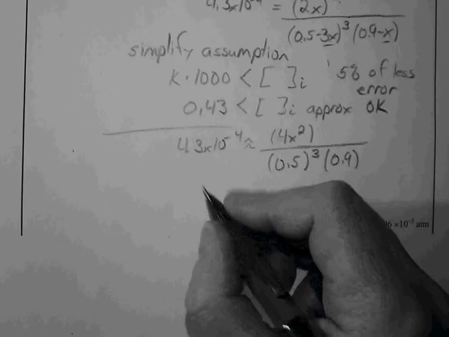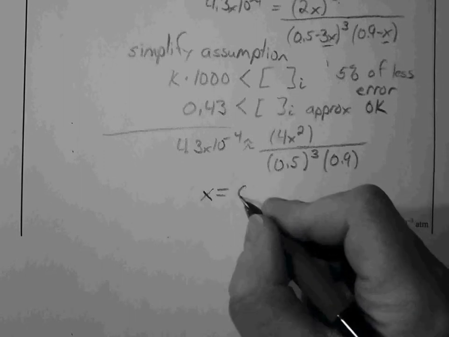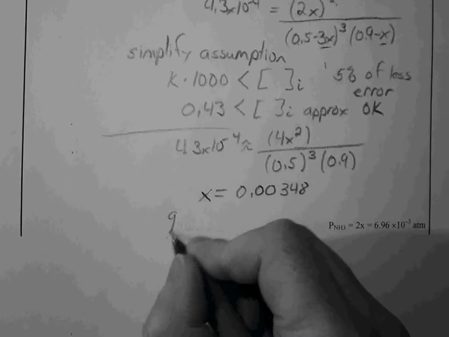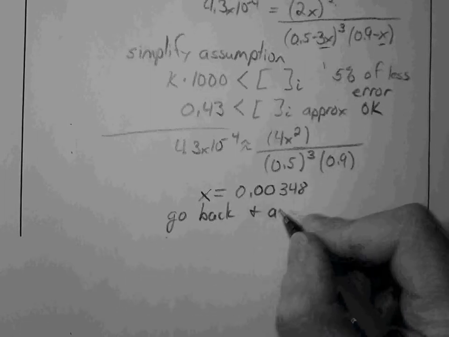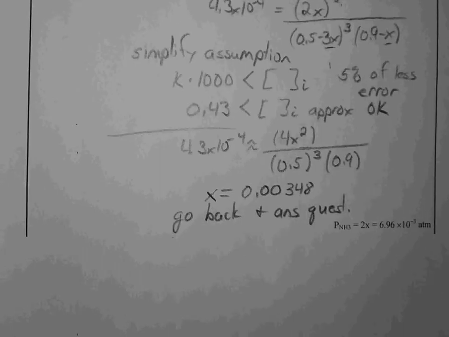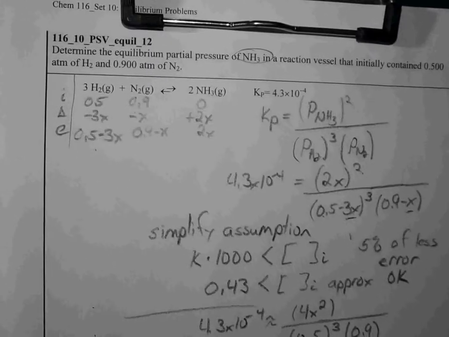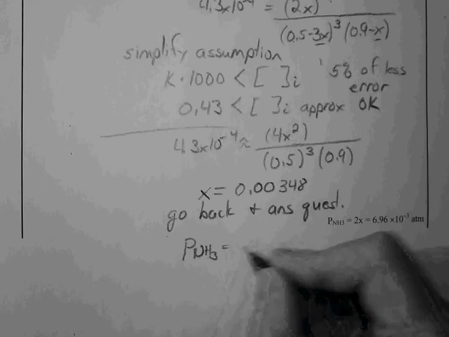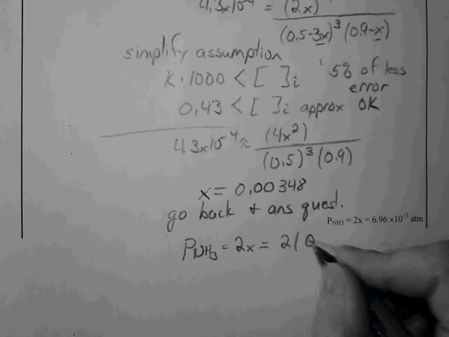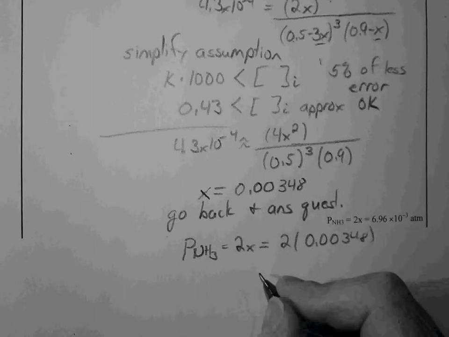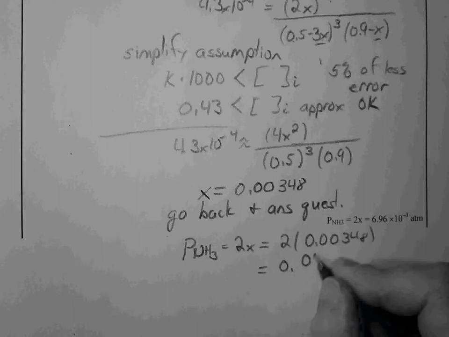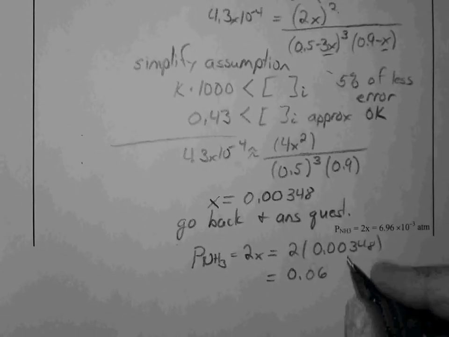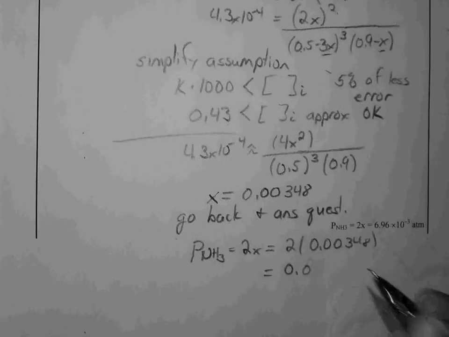Okay, now if we solve for x here, we would find that x is 0.00348. Now that we have x, we go back and answer the question. The question is, what is the partial pressure of ammonia at equilibrium? So the pressure of ammonia at equilibrium is equal to 2x. So that's 2 times 0.00348, and we get our final answer of 0.00696 atmosphere.